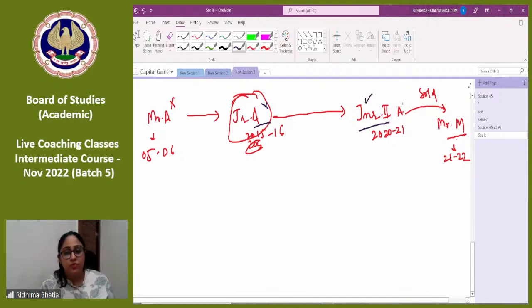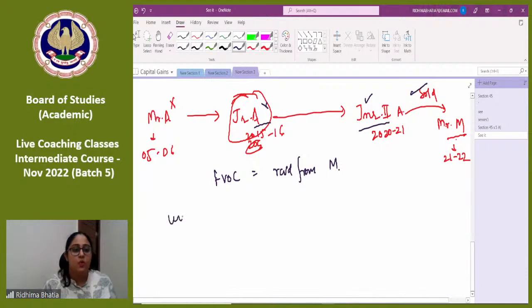Has he transferred the property within the meaning of transfer as per section 2(47)? Yes, in section 2(47) he has sold the property. Is the transfer not exempt? Yes, it is not exempt. It is a taxable transfer. Now let's see the calculation. What is the full value of consideration? The price which is received from Mr. M.